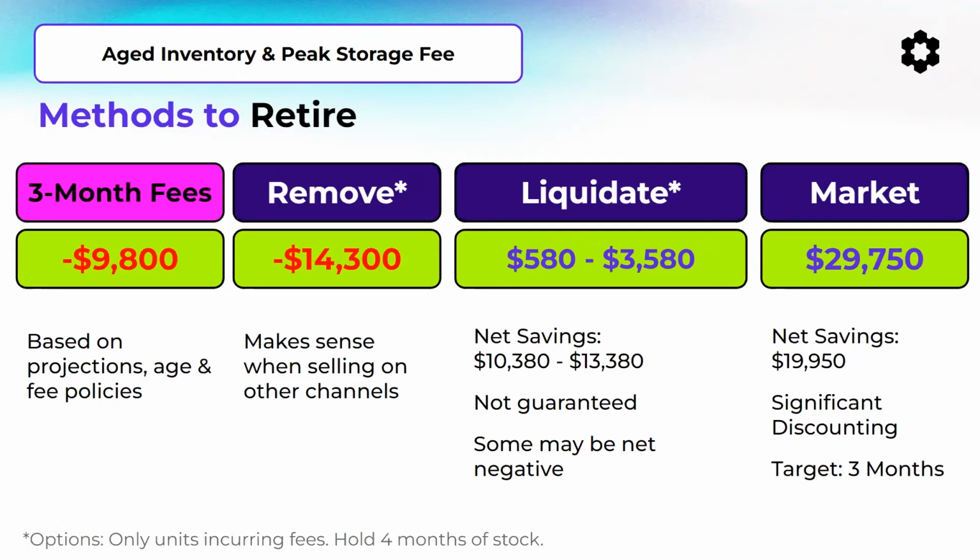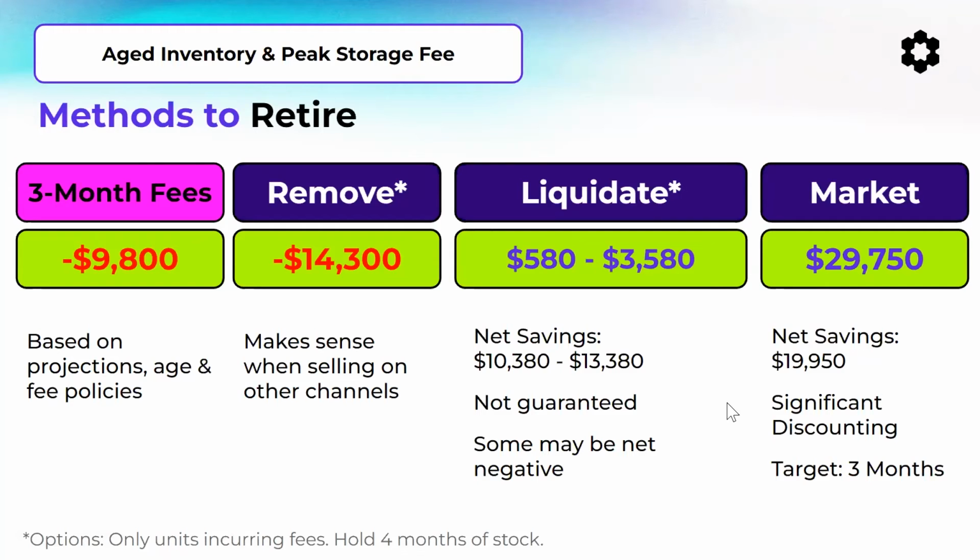You make that money, but you also save on those 3 months of fees, right? So instead of making $580, which is on the low end, we add to that the $9,800 that you saved, and we look at net savings. So it's over $10,000 on the low side in net savings because we avoided those fees.